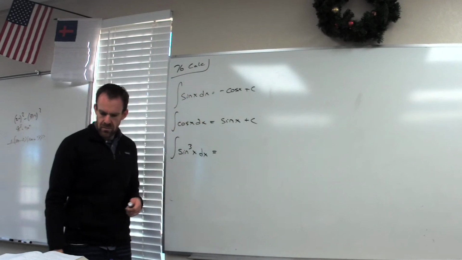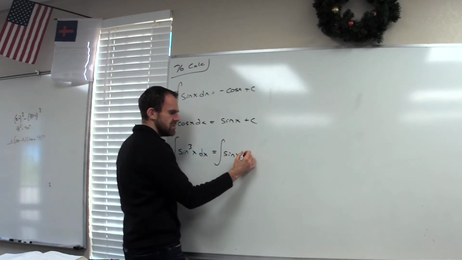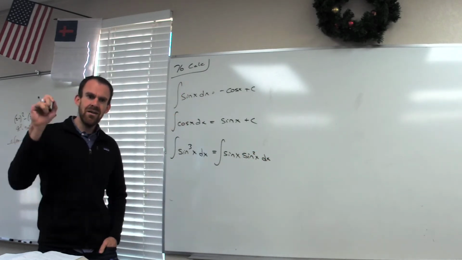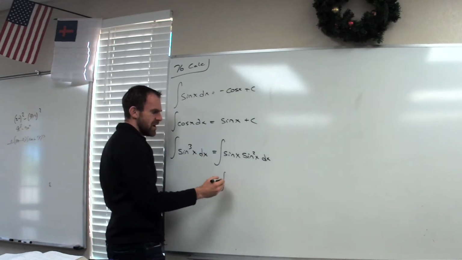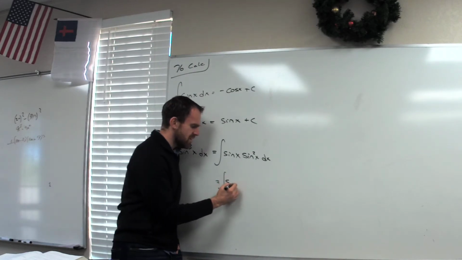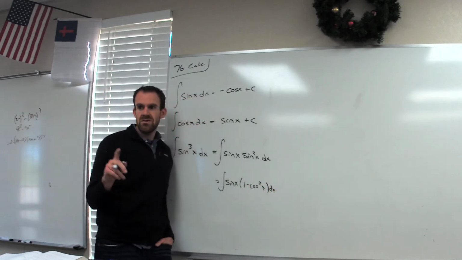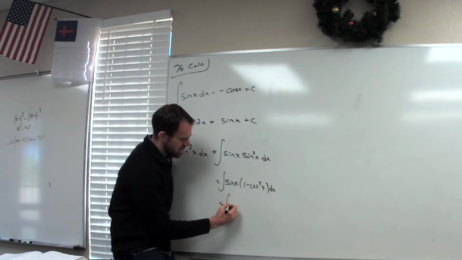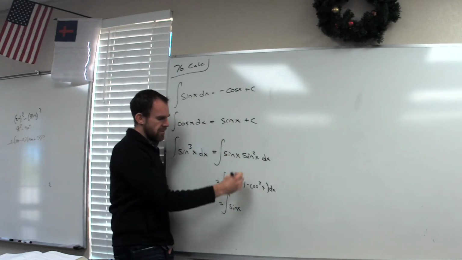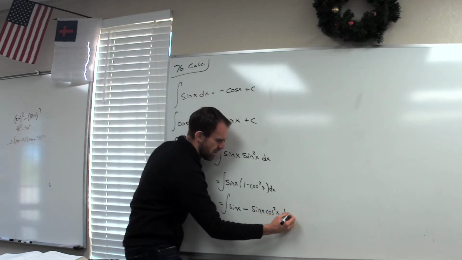The trick is this. You are going to split this integral into sine of x times sine squared of x. What does that do for us? Well, what is sine squared? 1 minus cosine squared. So watch what happens. This becomes sine of x, which we know the integral of already, minus sine of x cosine squared of x dx.